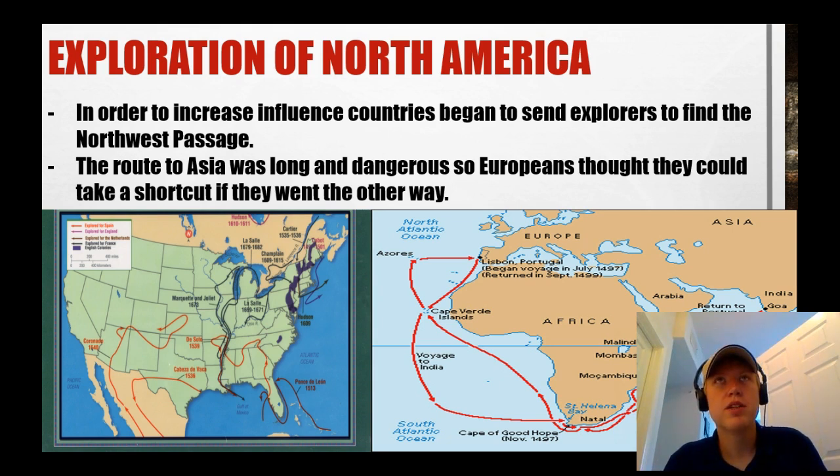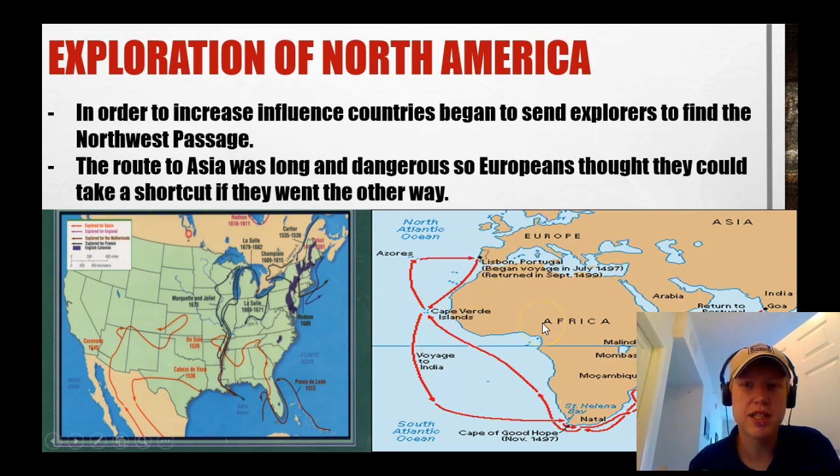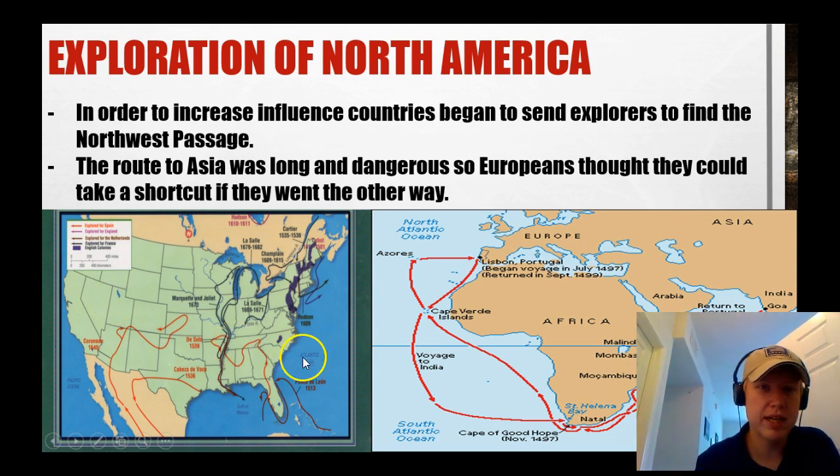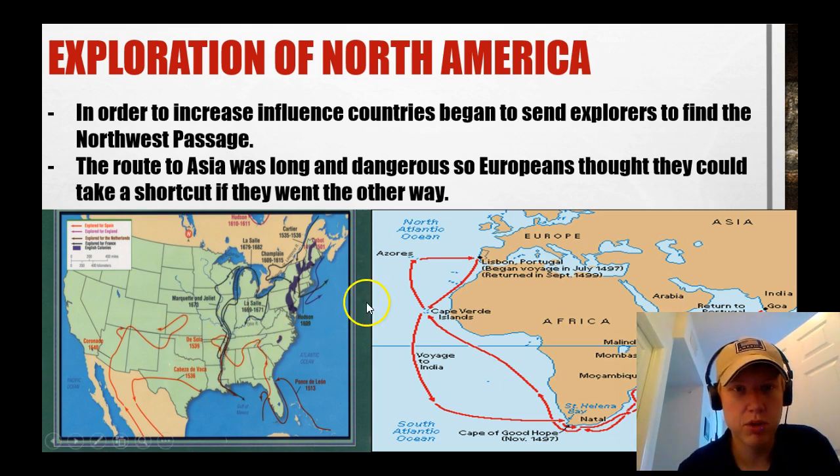So what they wanted to do is, instead of sailing all the way around Africa, send a ship from Europe straight west, sail it through America, and then get to the other side. They wanted to get from the Atlantic to the Pacific. That's the definition of the Northwest Passage, a water route from the Atlantic to the Pacific. It was imaginary. They never found it. These explorers were sent to go look for it, and they wanted to find a shorter way to Asia so they could make more money, so they could keep fighting their wars in Europe based on religion.